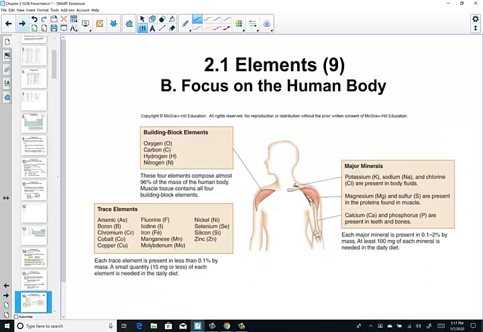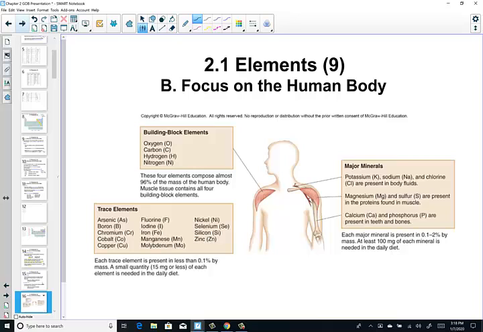So we can see a focus on the elements in the human body, where the major building blocks, the 4 main elements, are oxygen, carbon, hydrogen, and nitrogen, composing about 96% of the human body mass. You find major building blocks of muscle tissue in all 4 building blocks: fats, which are called lipids, sugars, which are called carbohydrates, and amino acids being the building blocks of proteins.